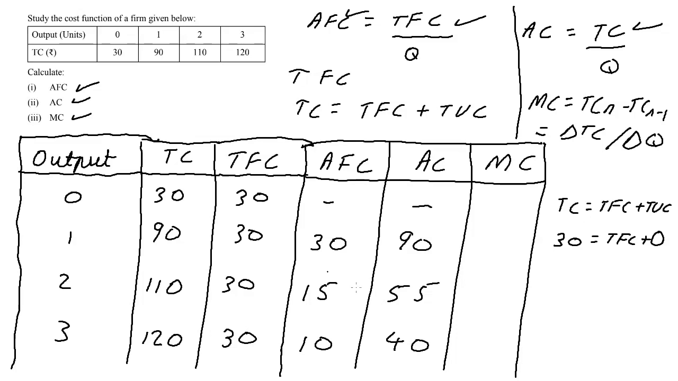Please use a calculator. Then for marginal cost, we again look at the changes in total cost. First level always a dash. 90 minus 30 is going to give me 60. 110 minus 90 is going to give me 20. Similarly, 120 minus 110 gives me 10. With that, we're done with this question.